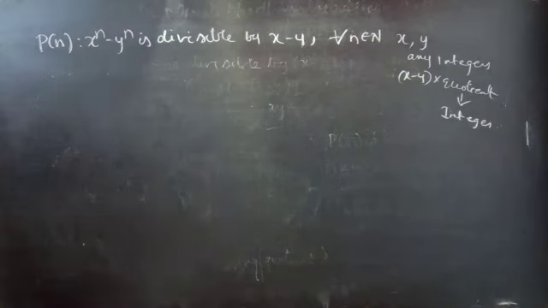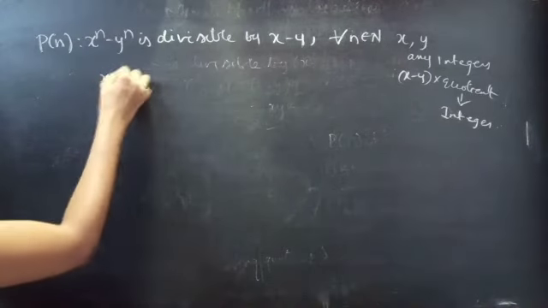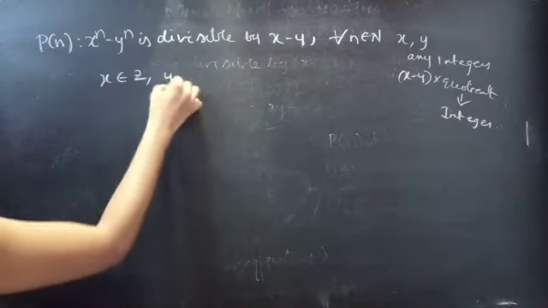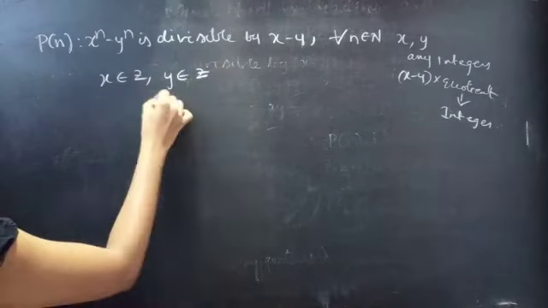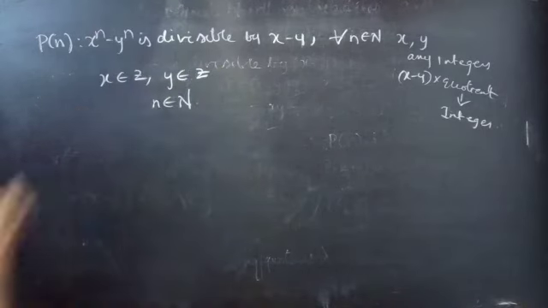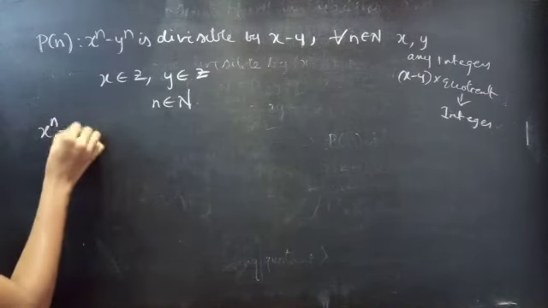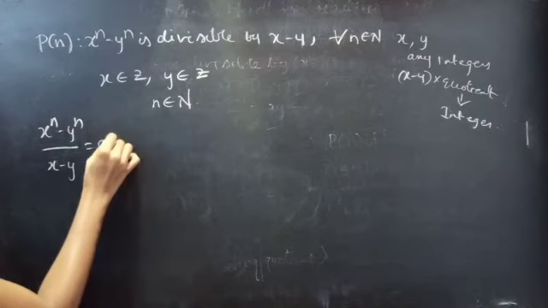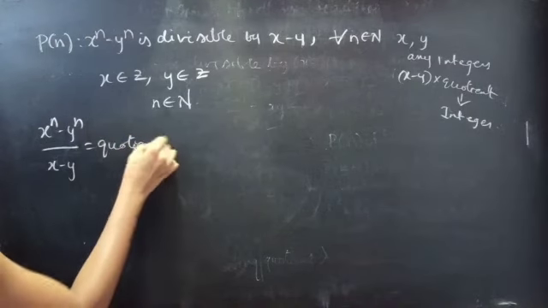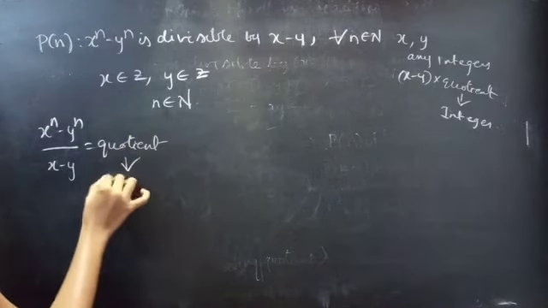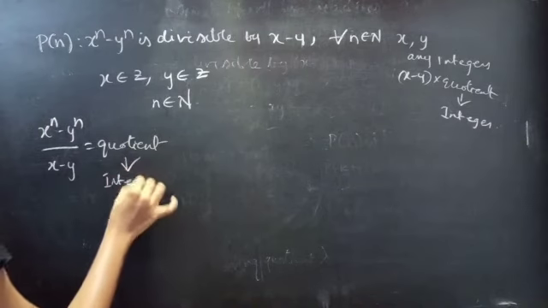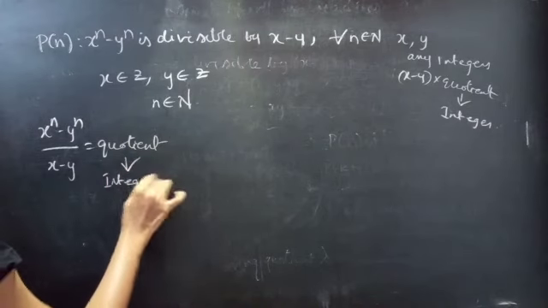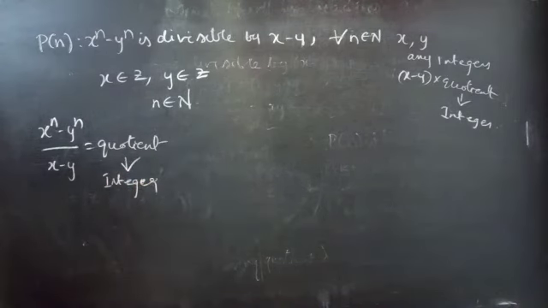So here we are given that x belongs to integers, y belongs to integers, and n belongs to natural numbers, right? And we have to get (x^n minus y^n) by (x minus y) equals some quotient, and I'm saying that this quotient belongs to integers. So let's see how we are going to get integers.